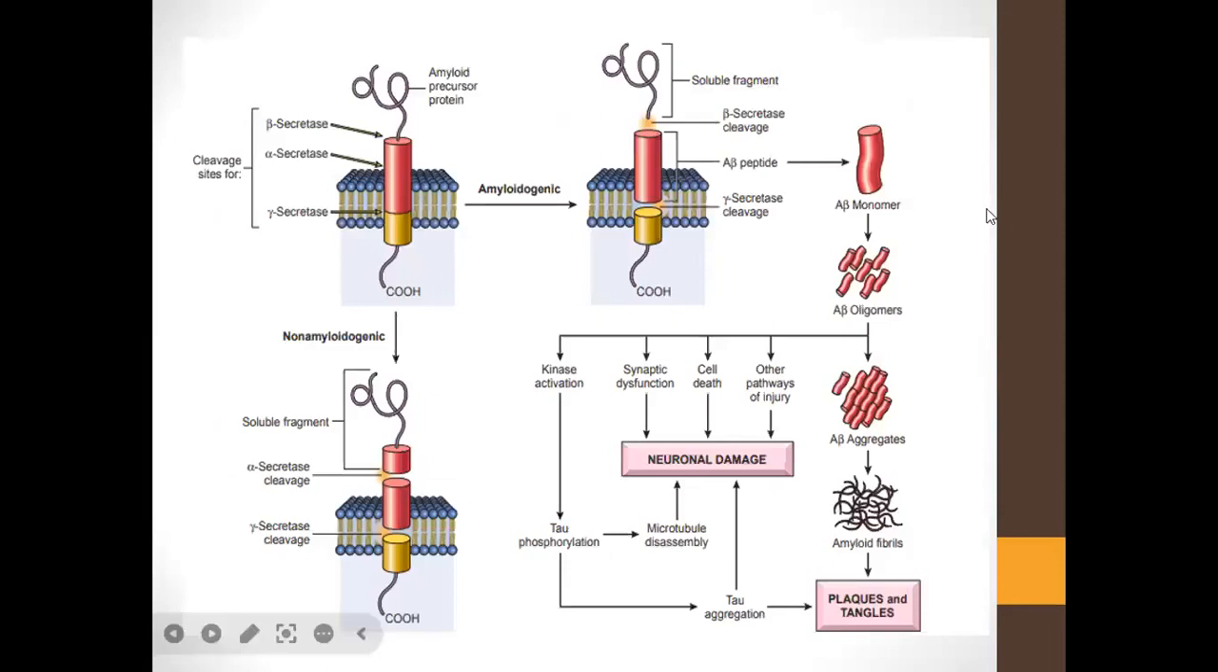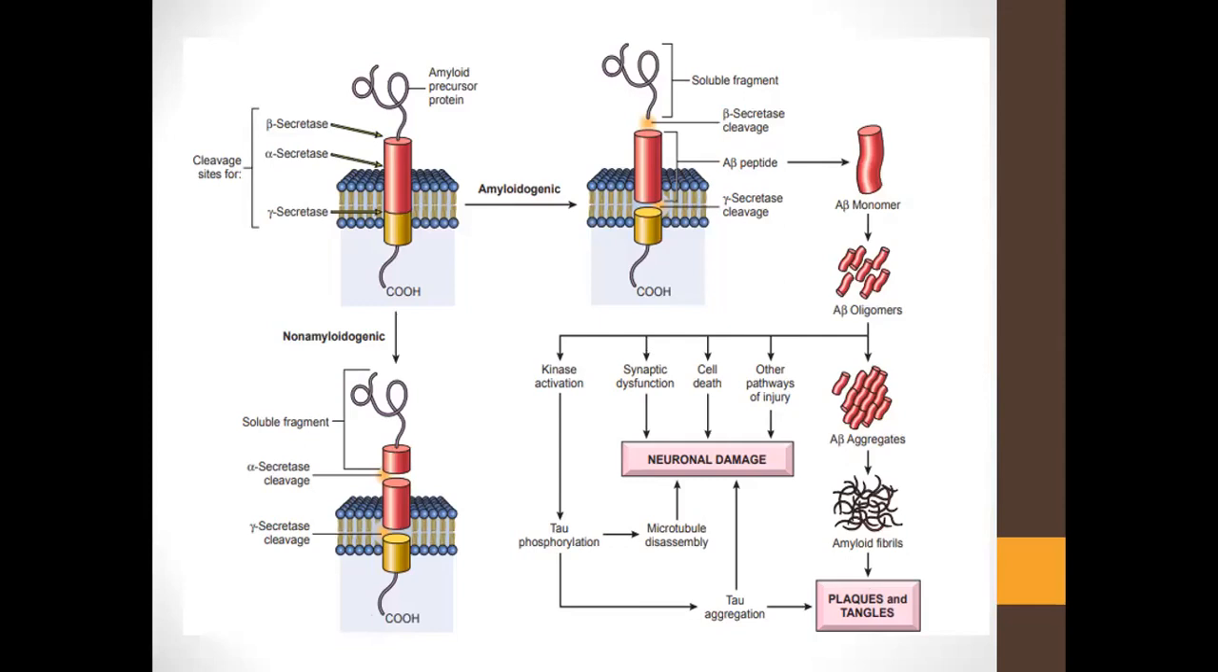Again, same thing. We have this amyloid precursor protein. It has three cleavage sites. This is a transmembrane protein. We have the alpha secretase site, the beta secretase site, and the gamma secretase site. In the non-amyloidogenic pathway, we have alpha secretase cleaving the protein and gamma secretase cleaving the protein. However, this is non-neurotoxic. In the amyloidogenic pathway, instead of alpha, we have beta secretase and gamma secretase. This will produce a beta peptide, which will form monomers, oligomers, and then finally aggregates to form fibrils and plaques. Not only will this form plaques, it will also cause injury to the neurons present nearby. It will cause cell death and synaptic dysfunction.